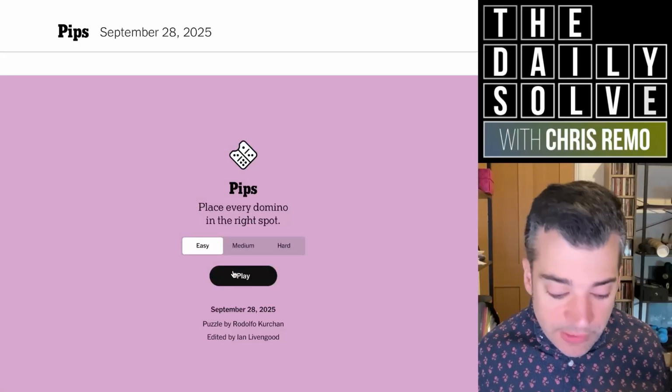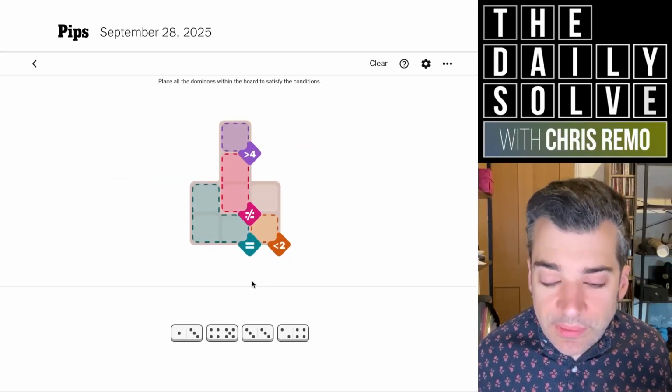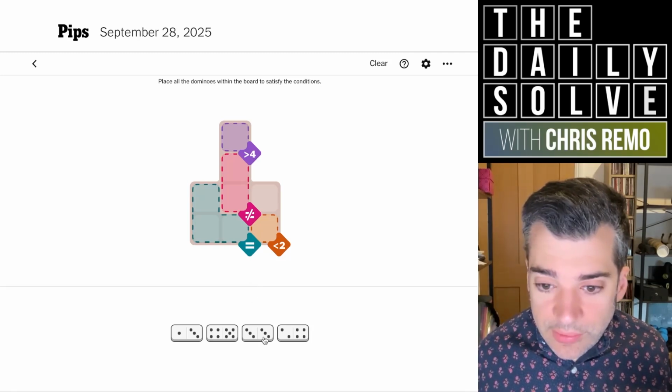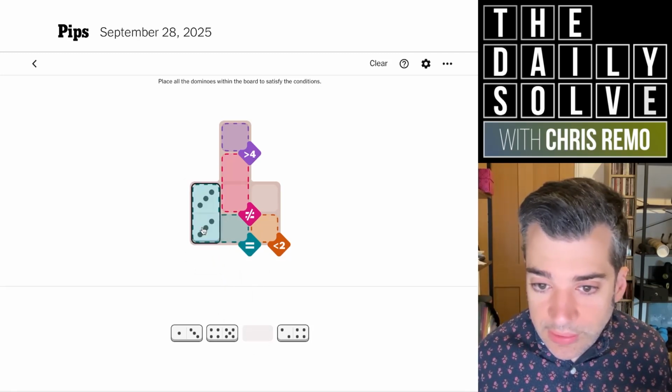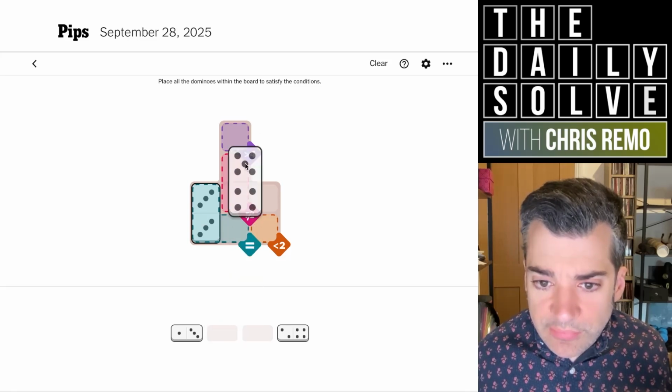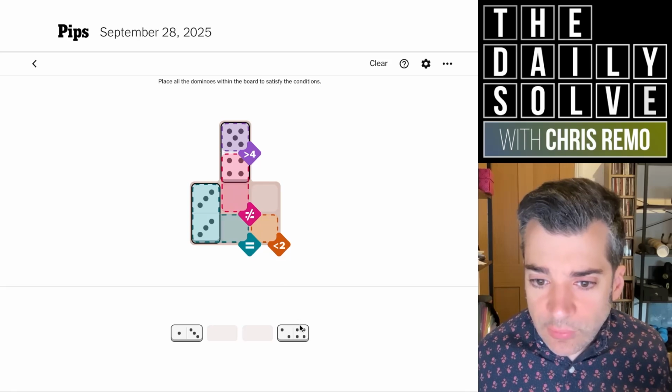Let's play pips. We'll start with the easy puzzle. Okay, we need a 3-cell equivalence region, which will require the 3. I don't know which way it goes yet, but we'll just put that in for now. We also need a greater than 4, which can only be the 5. So this equivalence will have a 4 in it.